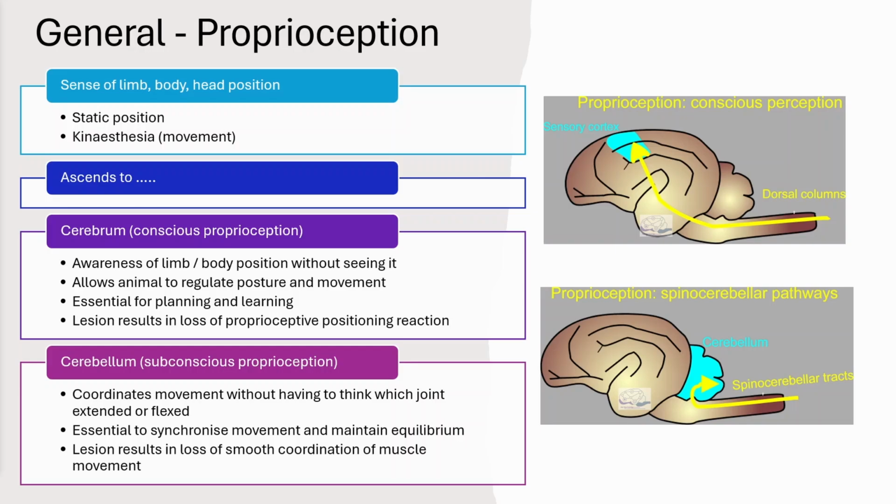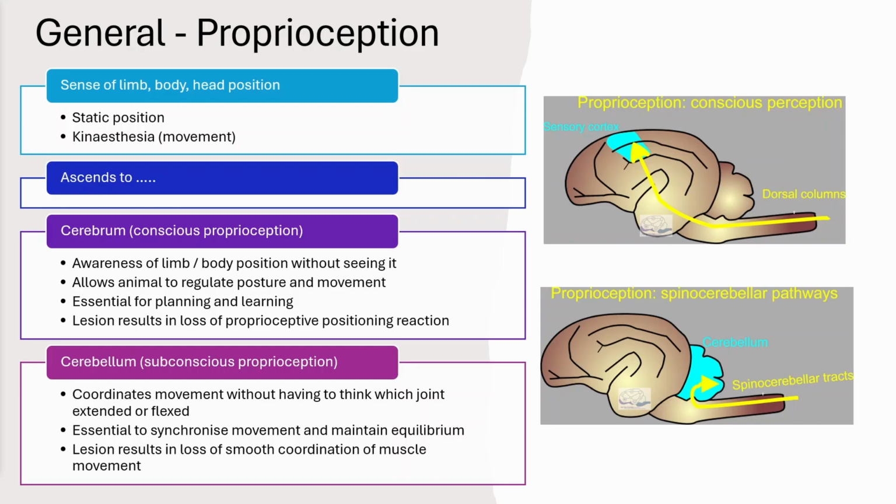And a lesion in the conscious proprioceptive pathway will result in a loss of proprioceptive positioning reaction, which is where you turn the foot upside down and you expect the animal to correct that abnormal foot position.